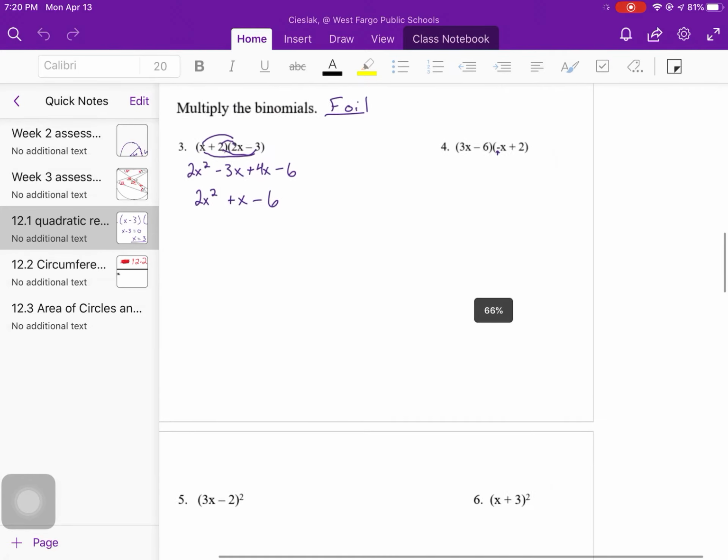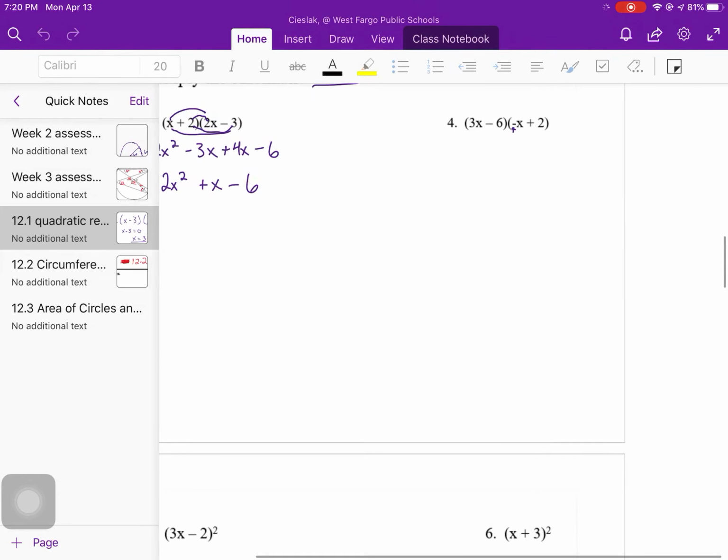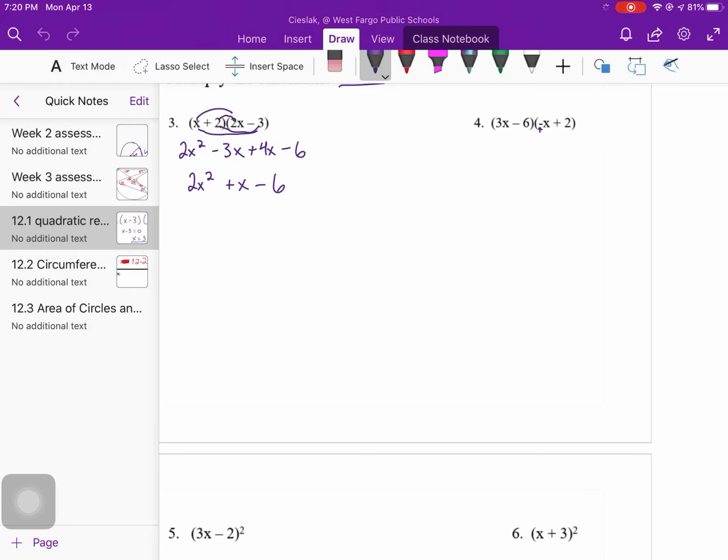Okay, this one, I don't know why that shut off, but this one you should have gotten if you didn't see it. It was negative 3x squared plus 12x minus 12.